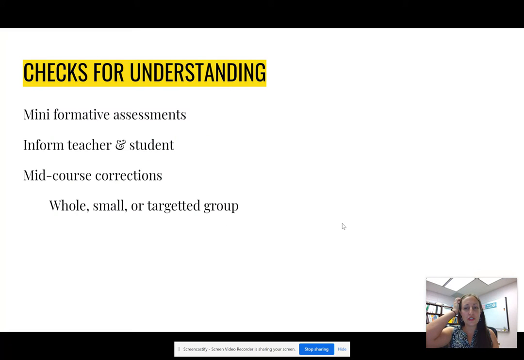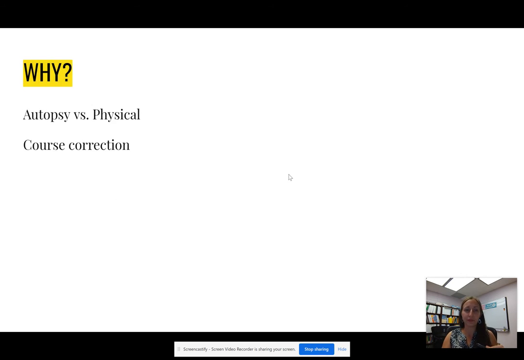All right, so checks for understanding are essentially mini formative assessments that should inform both the teacher as well as the student. And really, the whole purpose for why we do checks for understanding is to make mid-course corrections. There's no reason to do checks for understanding if we do nothing with that information. And then, of course, once we find out that information, we make the decision if we want to course correct with the whole group, with a small group, or with a targeted group of students.